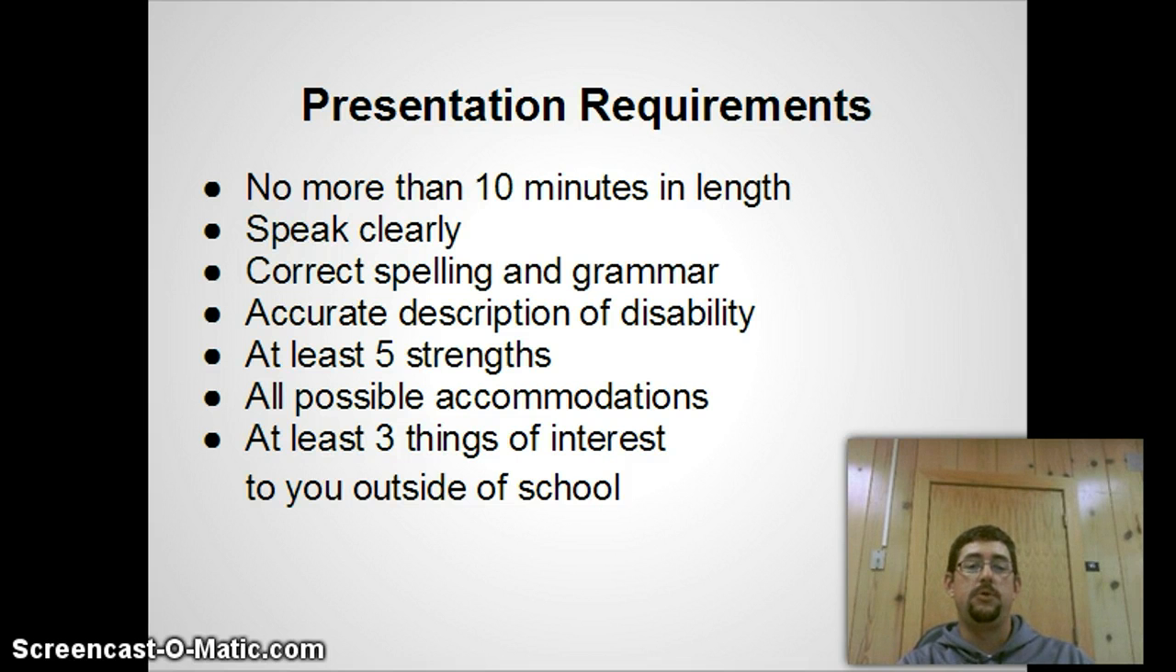You have to be able to list all the possible accommodations, and that's something that I can help you with, but you have to know them yourself and be able to discuss them at length. You need to have at least 3 things that interest you outside of school, and that should be very easy to come up with.